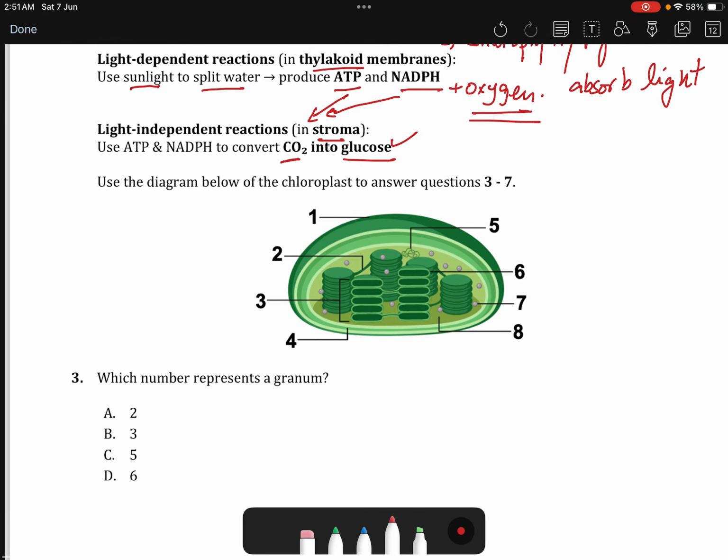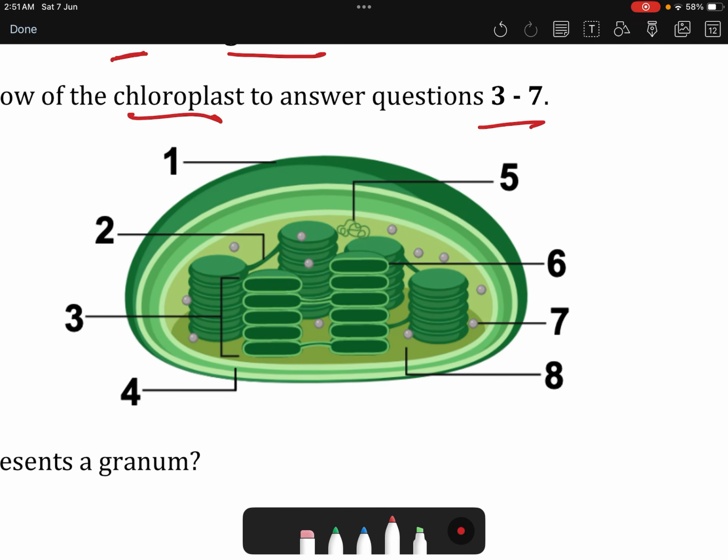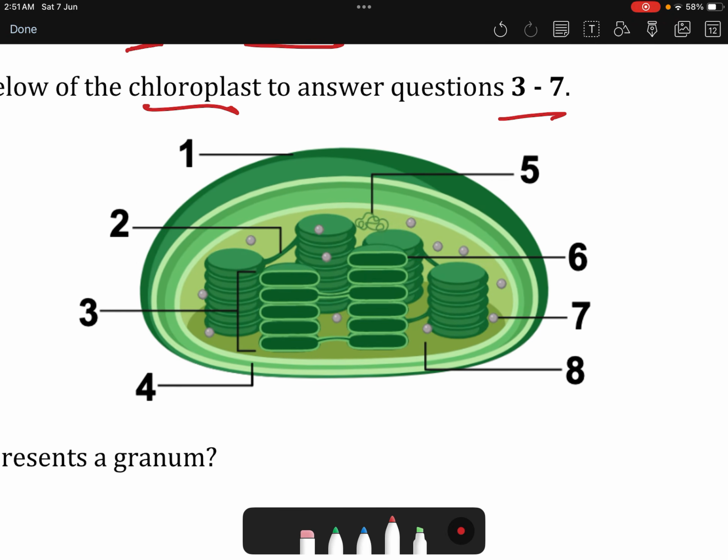Now, use the diagram to answer questions 3 to 7. This diagram shows the chloroplast. I will go ahead with the labeling first and then I will be able to answer. Number 1, outer membrane. The numbers can be different in the exam if the same diagram comes. Number 1 is the outer membrane. Now I need to see where the inner membrane is. Number 4, inner membrane.